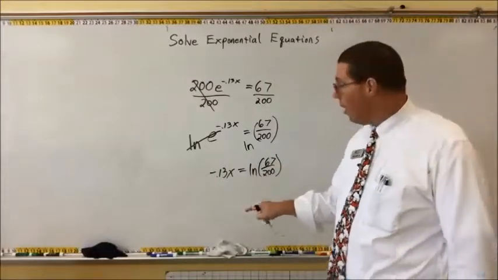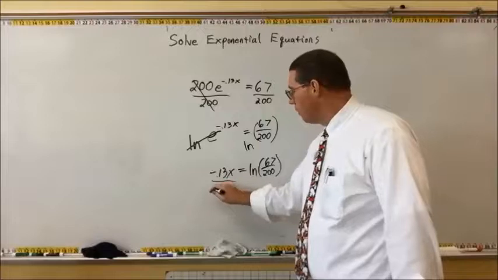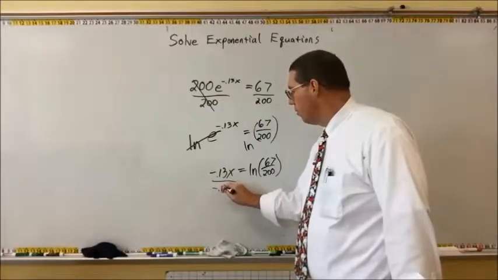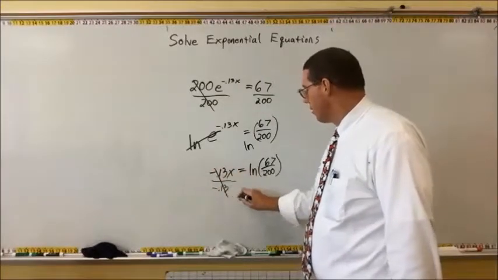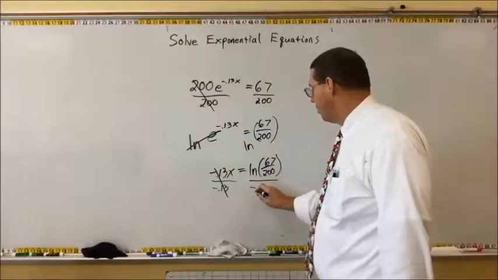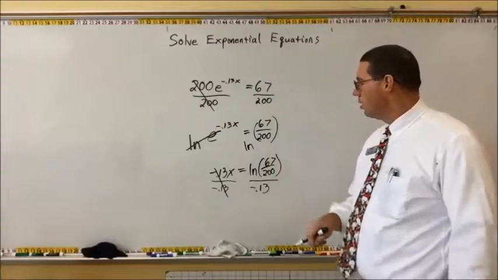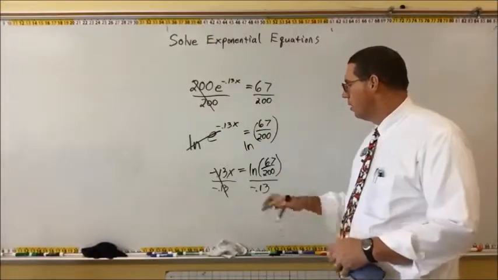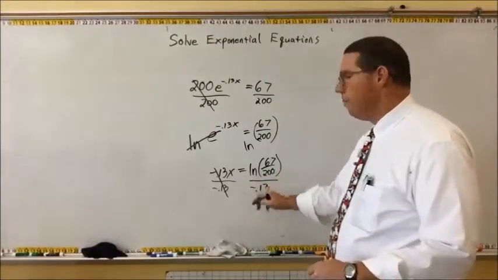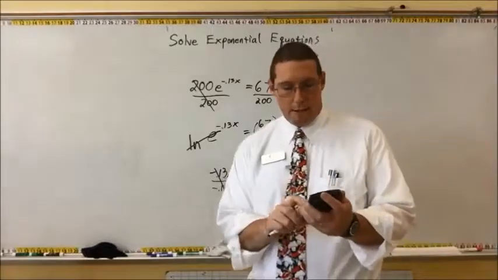Almost done. Now, to get x by itself, we're going to divide by negative 0.13. That's going to cancel here. Divide by negative 0.13. And now x is going to be equal to the natural log of 67 over 200 divided by negative 0.13. So we'll do that in the calculator here.